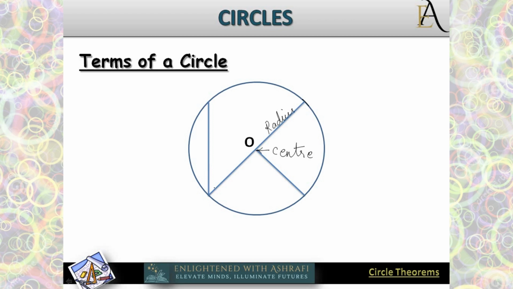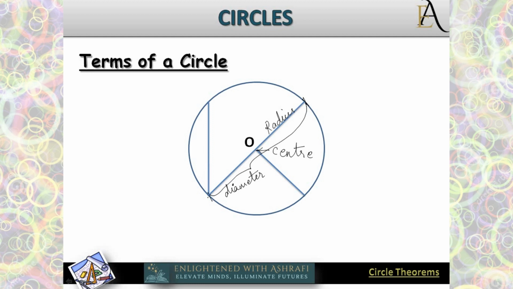radius, and one complete segment from one point of the boundary to the other is known as diameter. So diameter is the longest distance in a circle.